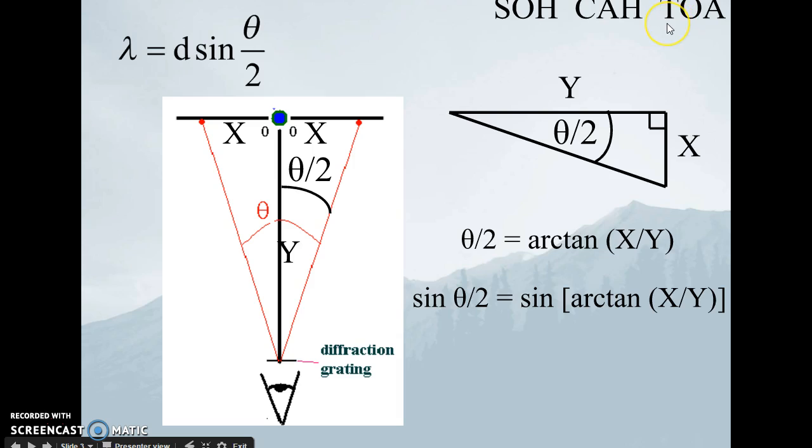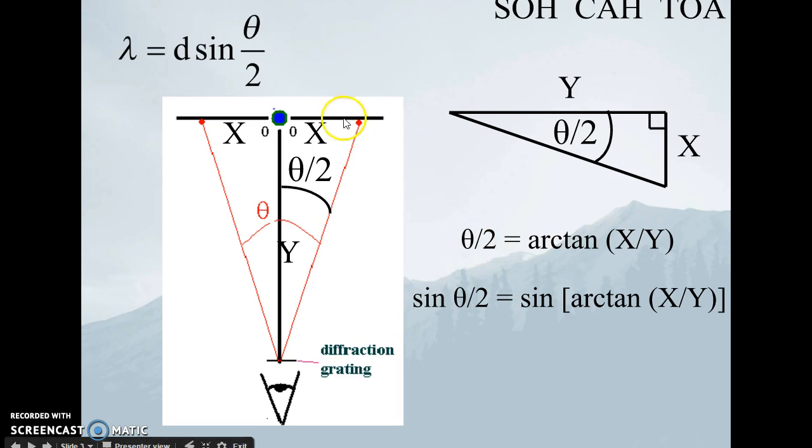Knowing our relationships of our trigonometric properties, if I know the value of x and I know the value of y, I know that the angle theta over 2 is equal to the inverse tangent, or the arctan, of x over y. Because the tangent of theta over 2 is the opposite over the adjacent. So, if I know the ratio x divided by y, I take the inverse tangent of it, and that will give me theta over 2.